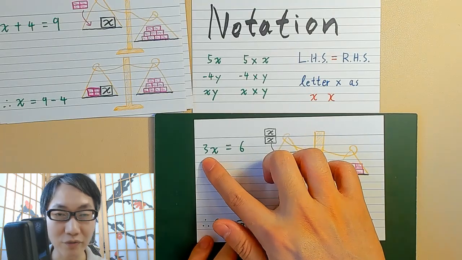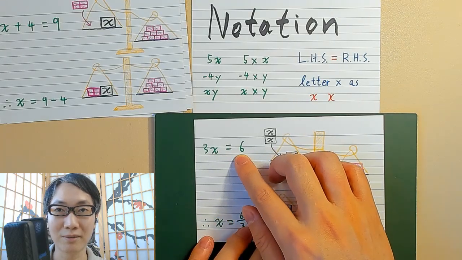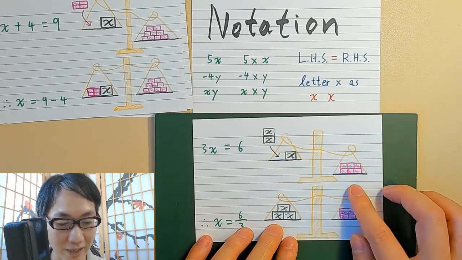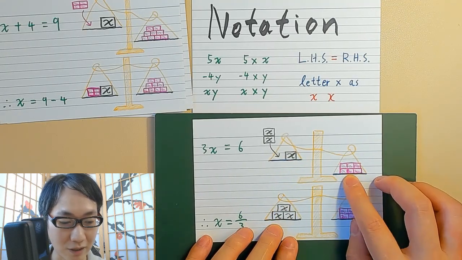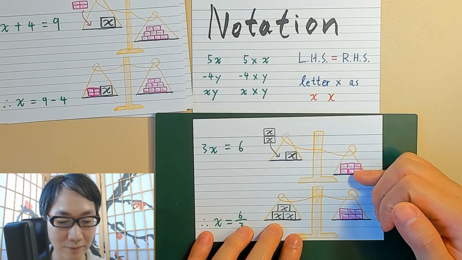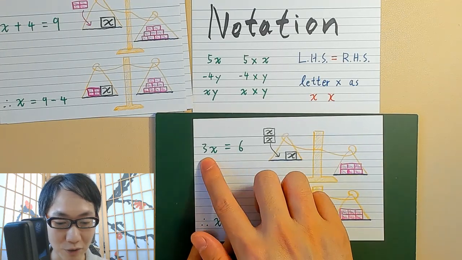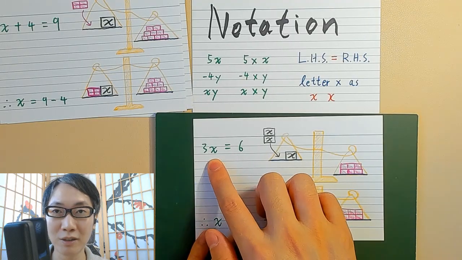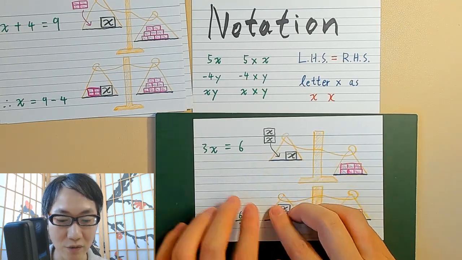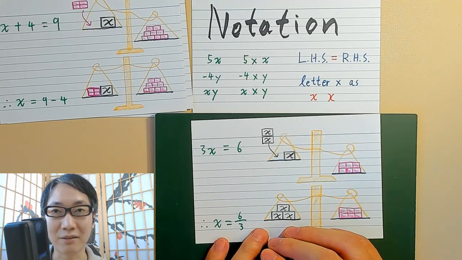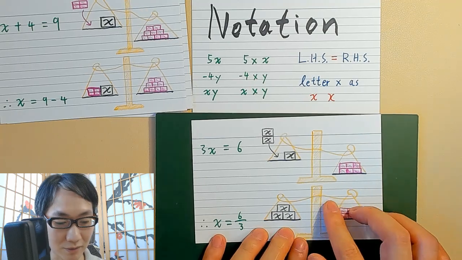My equation is 3x is equal to 6. So we put a box of x on the left hand side and 6 unit mass on the right hand side. And we see that the right hand side is heavier. And of course, because 3x, so we count x 3 times, will be equal to 6. And if we only have 1x, of course, then x will be less than 6.